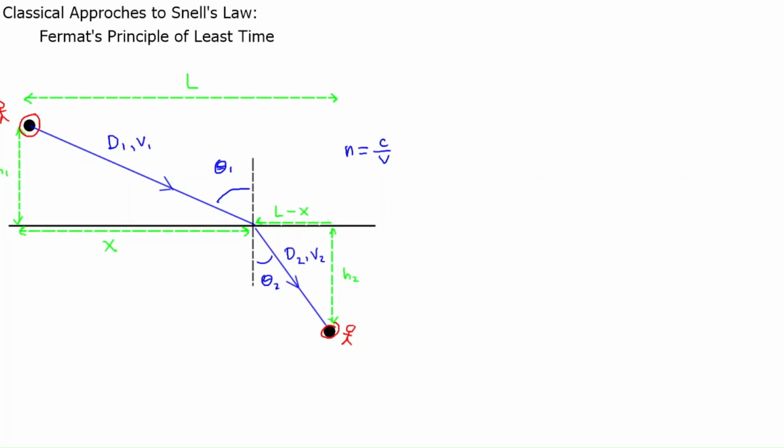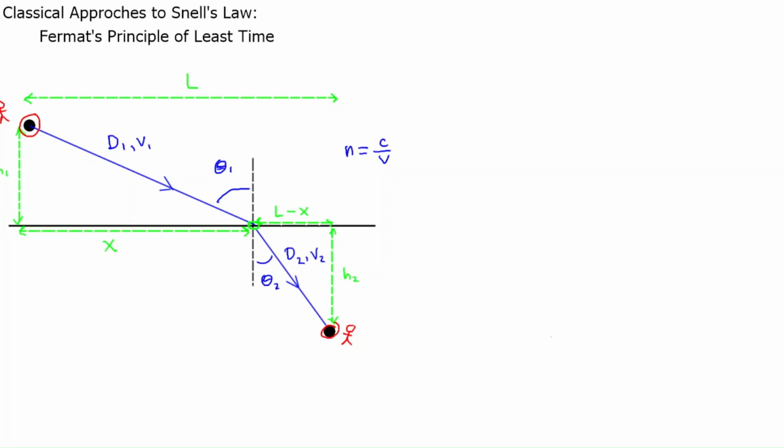We want the lifeguard, or rather our light beam, to cross between the two media at some distance x measured from the left. That means we have a leftover L minus x on the right side of that boundary, and vertical dimensions h1 and h2, as you can see.